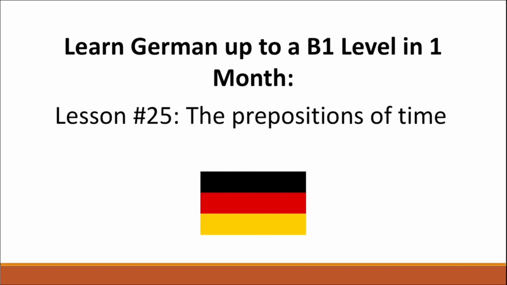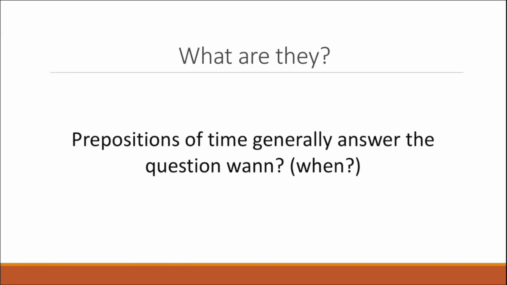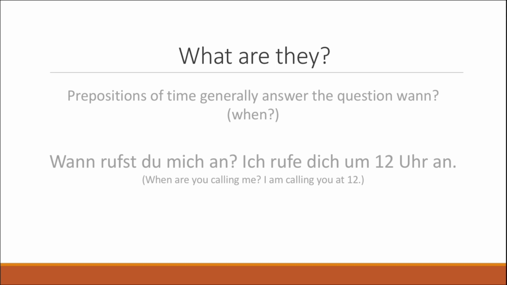In this new episode we're going to talk about the prepositions of time. So let's go. Now the prepositions of time generally answer the question wann, which means when, and in English we have three of them: in, on, or at. And we use them in order to say when something happens. Here you can see an example.